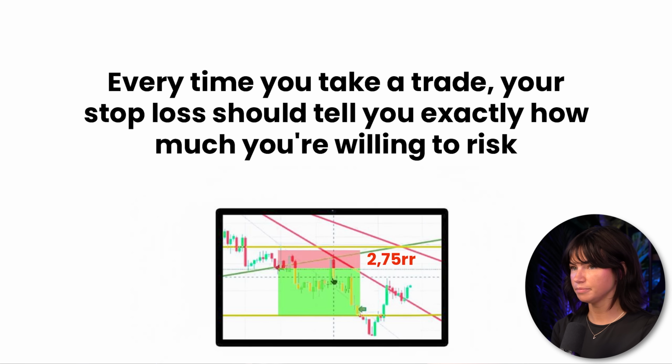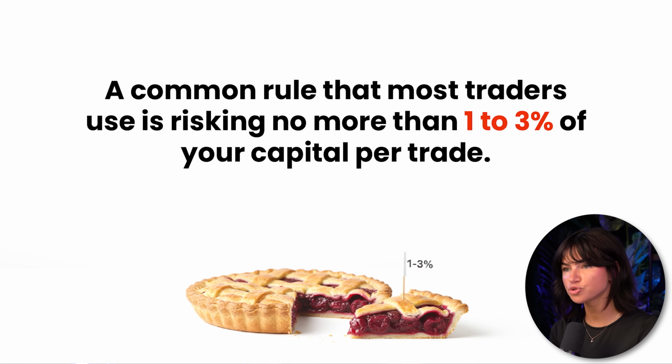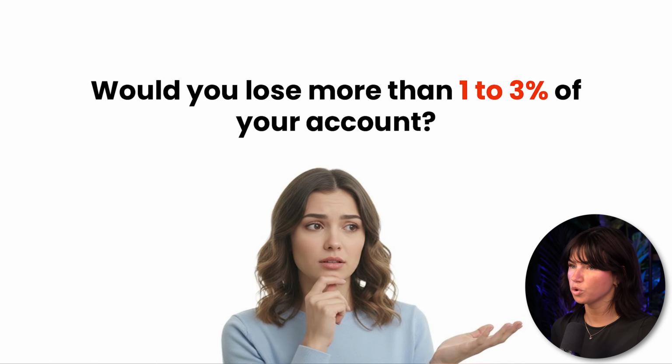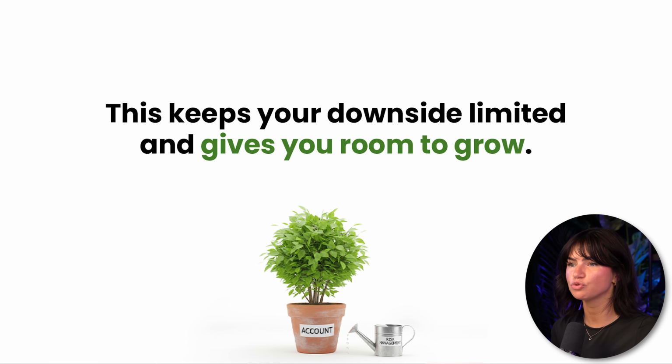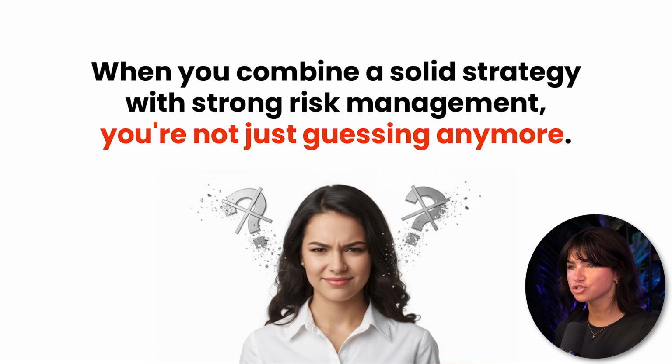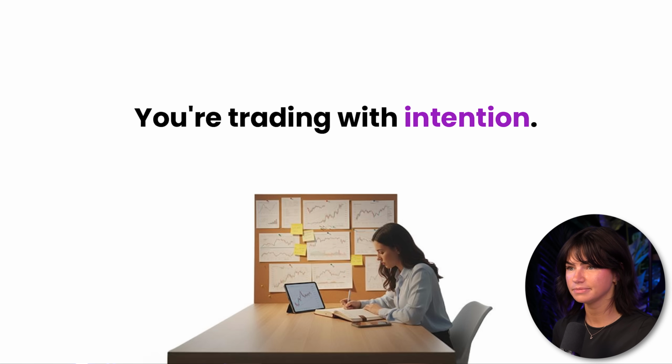Every time you take a trade, your stop loss should tell you exactly how much you're willing to risk. A common rule that most traders use is risking no more than 1 to 3% of your capital per trade. Would you lose more than 1 to 3% of your account? If the answer is yes, then you need to reduce your risk. This keeps your downside limited and gives you room to grow. When you combine a solid strategy with strong risk management, you're not just guessing anymore. You're trading with intention. And everything I'm about to show you next is built on this foundation.